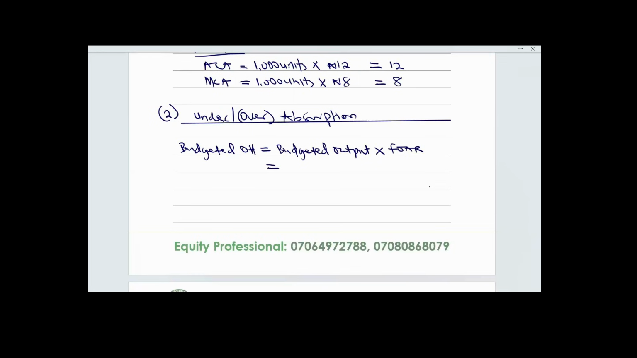In this case, the examiner told us in this question that the company will produce and sell 10,000 units. So that 10,000 units is the budgeted output. Then multiply by the fixed overhead absorption rate of 4 naira. The fixed cost per unit is 4 naira. Therefore, you multiply, and this will produce 40,000 naira. So what we budgeted to spend as fixed production overhead is 40,000 naira.